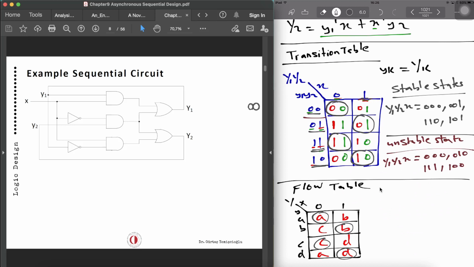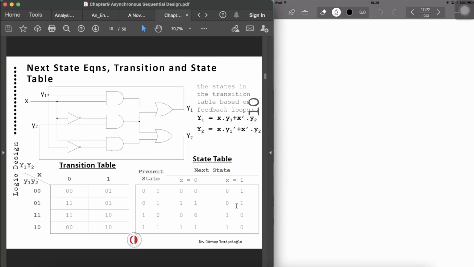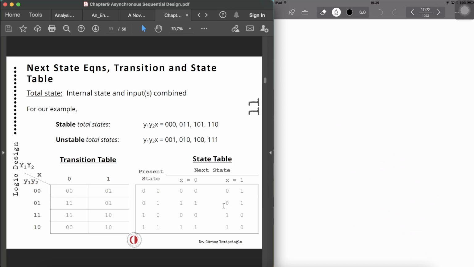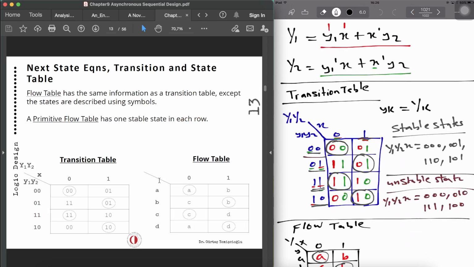Let's do another one, just to make sure that we understand. But this time, the flow table will be given. So state table similar to chapter 5, as I already mentioned. Stable states and unstable states, as we all mentioned. And we just circle the ones which represent the stable ones. And the primitive flow table is what we have drawn over here.